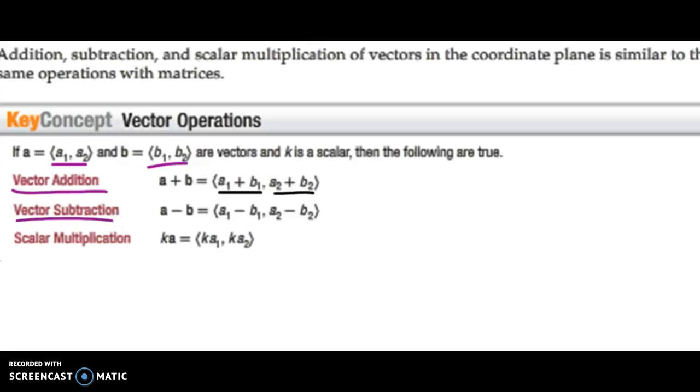Vector subtraction, same thing. Subtract the x components, subtract the y components. And when I have scalar multiplication, meaning I'm taking some value k and multiplying it by my vector, all I'm doing is multiplying it by both components, x and y, or a1 and a2.